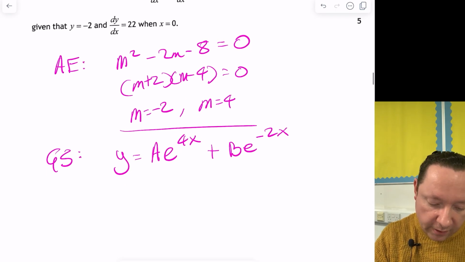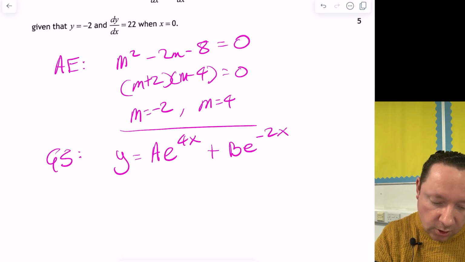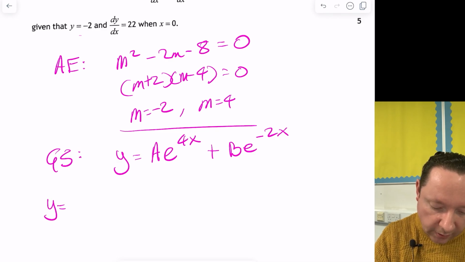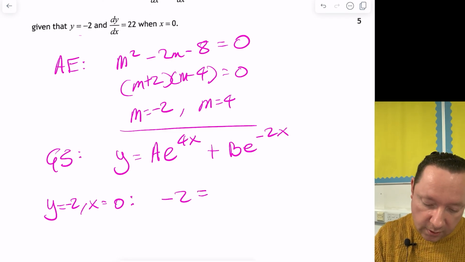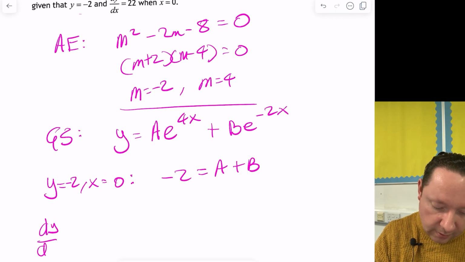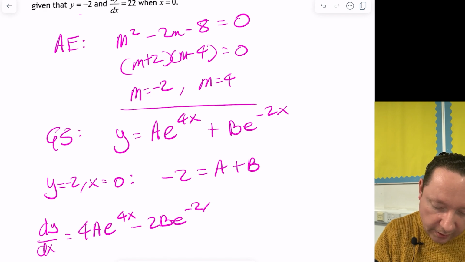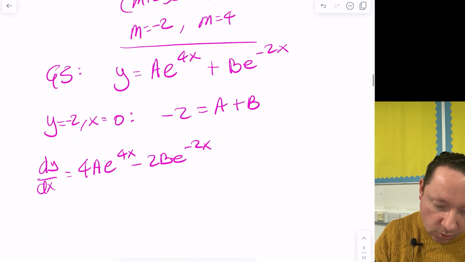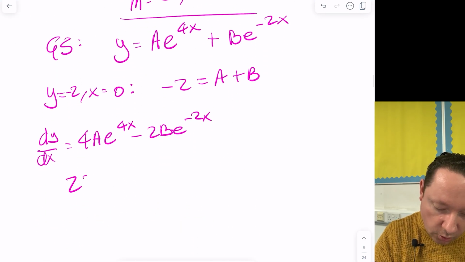But then we can find our particular integral by substituting in our initial conditions. So when y equals minus 2, x is 0. So that gives us minus 2. e to the power of 0 is 1, so that's a plus b. And then differentiating it, dy by dx is equal to 4a e to the 4x minus 2b e to the minus 2x. So it says 22. So 22 equals 4a minus 2b.